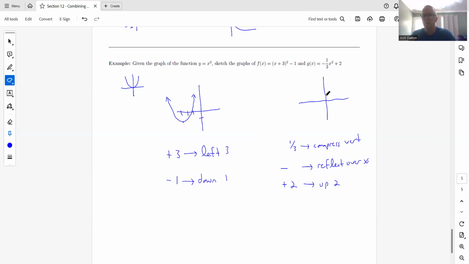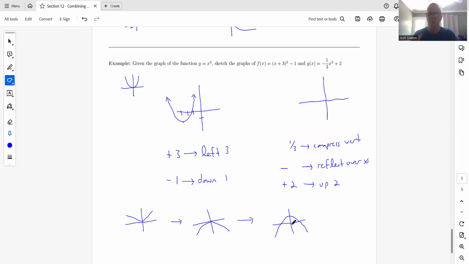So maybe on this one, when you have multiple transformations like these, especially with the reflecting and the moving vertically, let's go step by step. So let's do the 1/3. I'm exaggerating this a little bit, but let's make it look like that. Then let's reflect over the x. So it's going to look like that. And then let's move it up 2. So it's going to look like that.